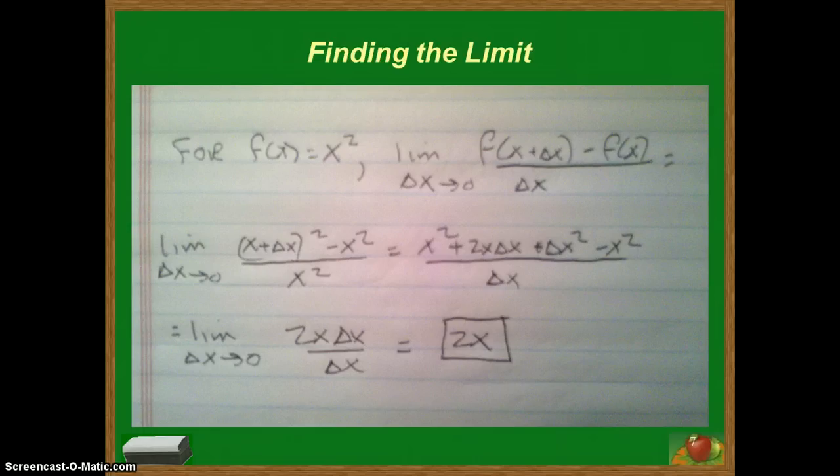If you look to the right of the equal sign, I've expanded that numerator. I've FOILed out the binomial expression. You get x squared plus 2x delta x plus delta x squared minus x squared, over delta x. Take the limit of that and you will see that as delta x goes to 0, you get just plain 2x. That expression represents the slope of the tangent at any point on the graph of y equals x squared.